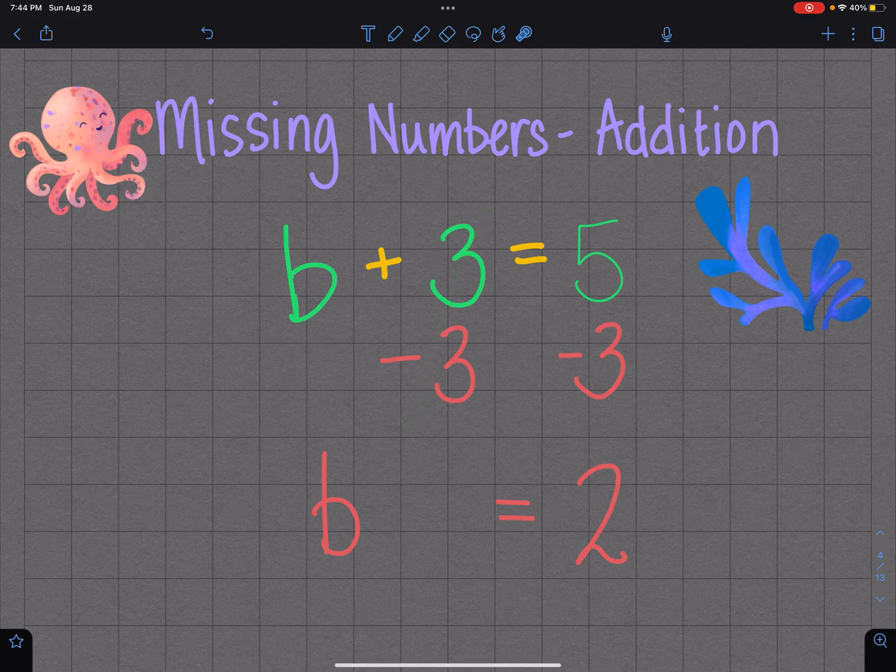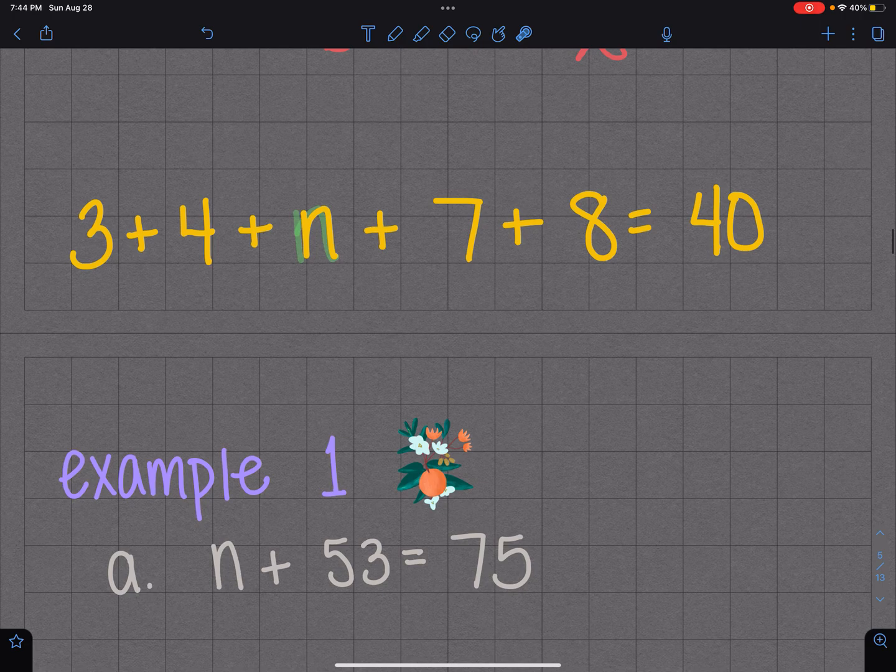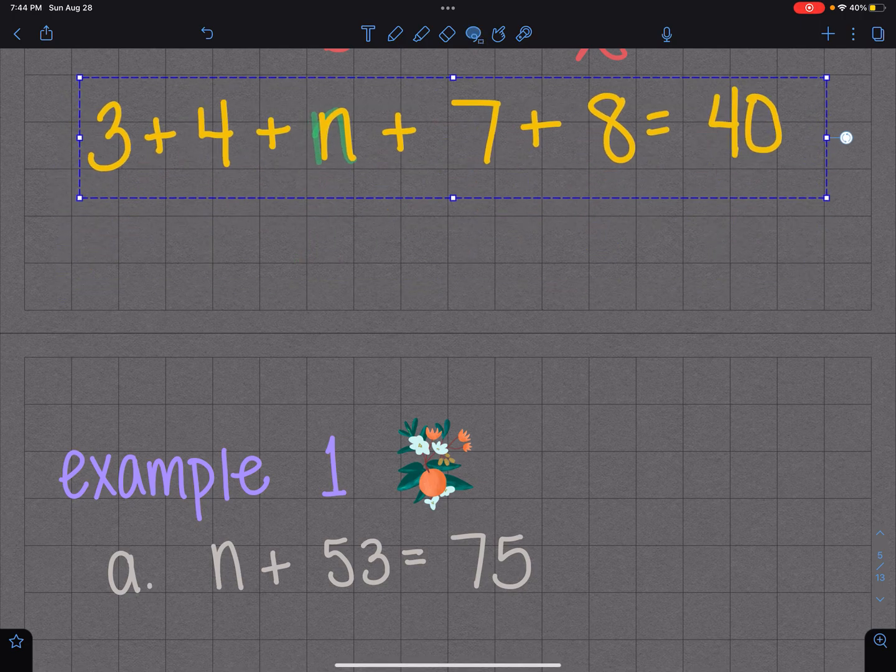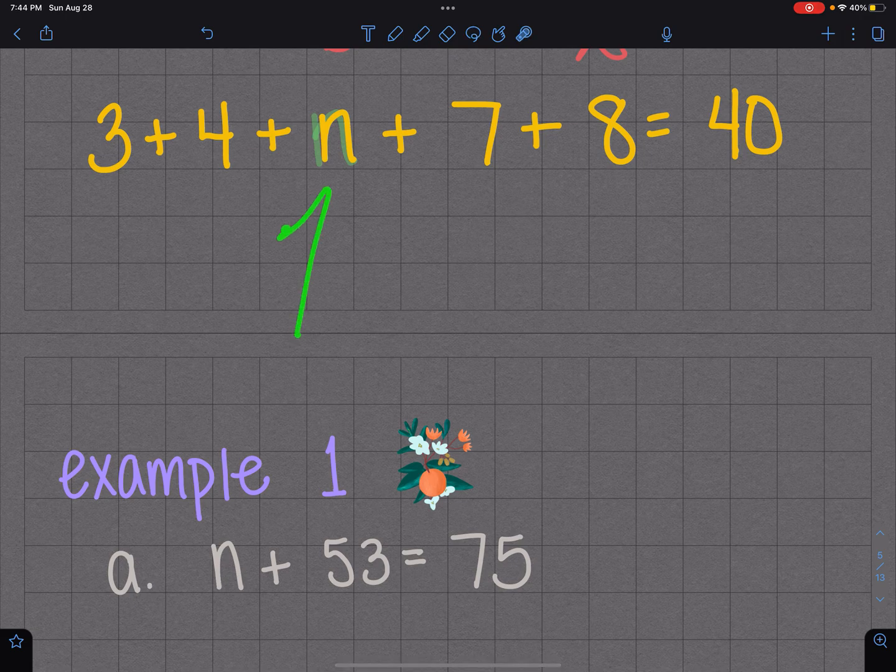Okay? All right, now what if we have a really complicated problem like this, where there are a lot of numbers? And here you can see we have one variable right in the middle of all of that. Well, easy. The first thing that we do is add all the addends together. So 3 plus 4 is 7. 7 plus 8 is 15. So 15 plus 7, what do you get? 17, 19, 20, 21, 22. 22. Okay, so then it's 22 plus n equals 40.